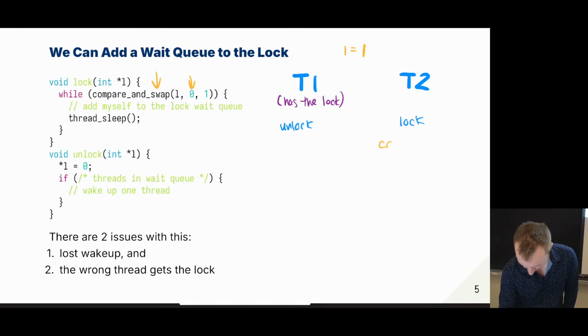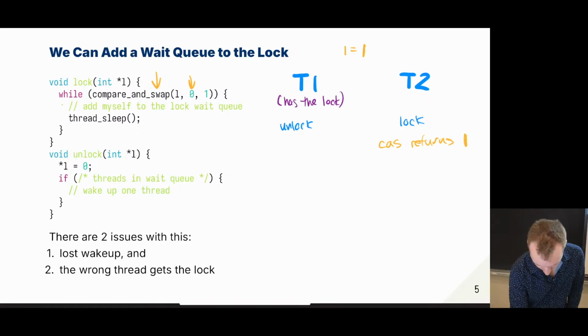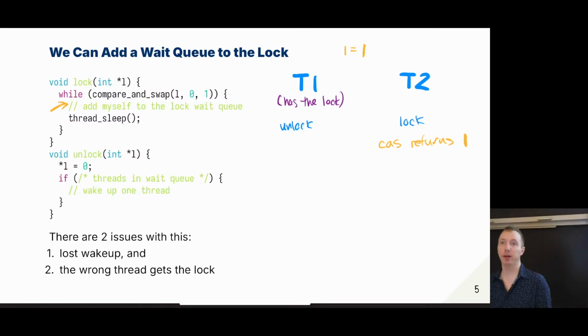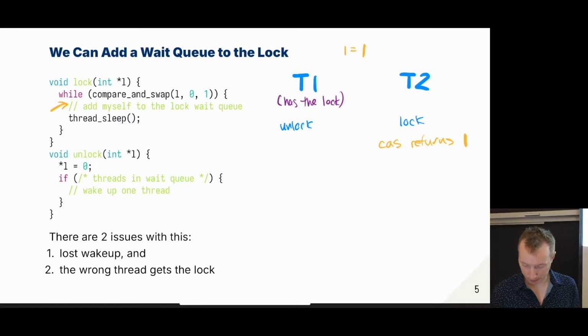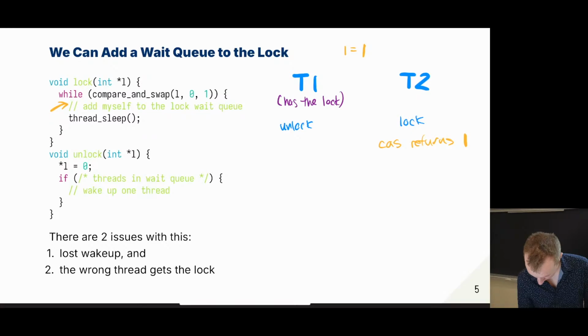So compare and swap returns 1. So now the next instruction it would execute is right here. So do we keep executing thread 2 or do we switch to thread 1? Yeah. We switch to thread 1 to run all the unlock. Yeah, so we switch to thread 1, and it starts running the unlock code.